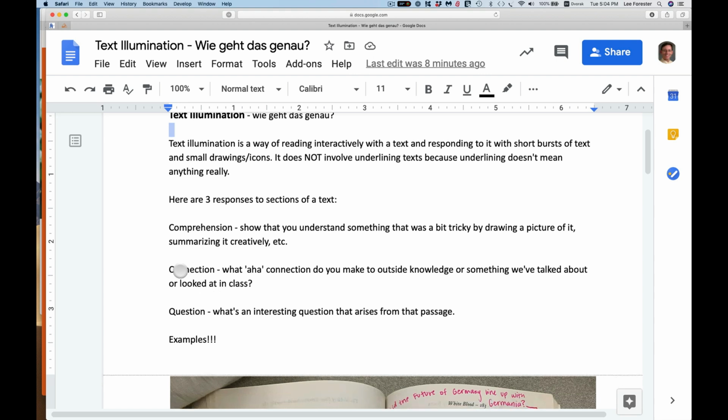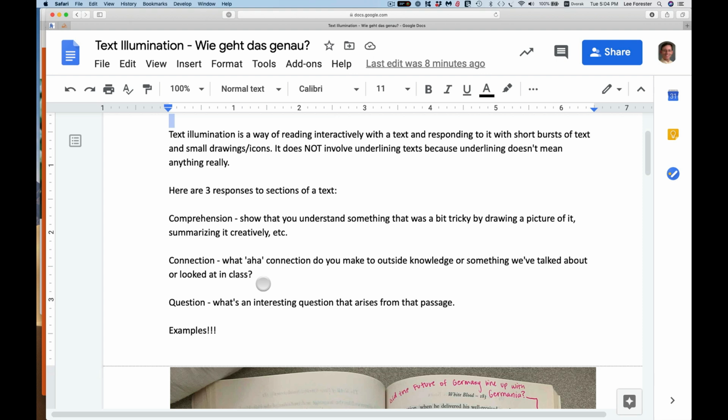Second, show connections. Maybe it has something to do with things we've talked about in class, like Nachhaltigkeit, perhaps, or other things. Or it connects to another text, or it connects to something that you knew already or an experience that you had. Show connections. And these should be written in a way that's meaningful to you and that I, as an outside reader, have a pretty good chance of understanding. So don't make it secret code. Make it something other people could pick up and go, yeah, that's kind of cool.